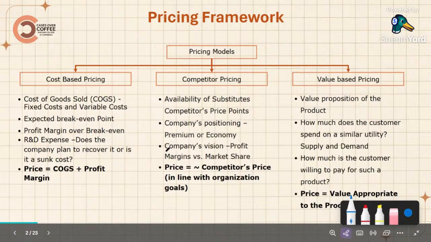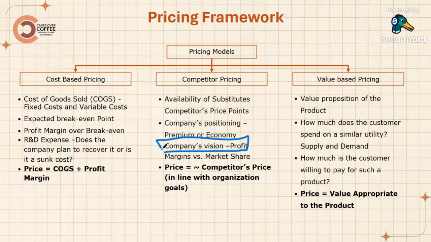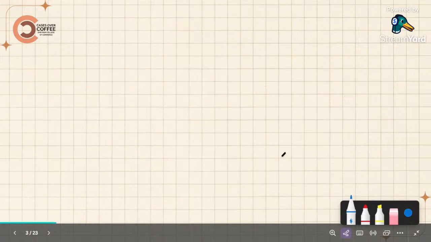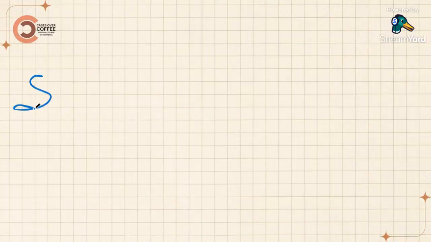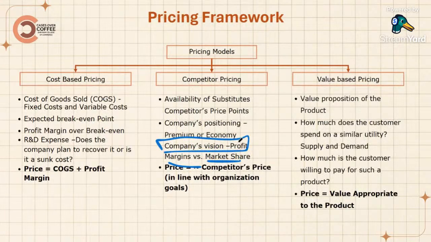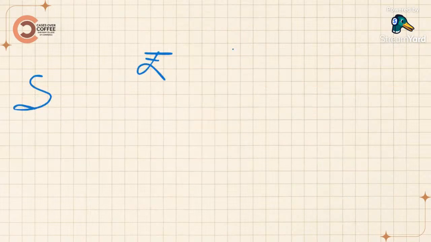Then, moving forward, we have the company's vision. What is the company's vision? Let's say whether they want profit margins or they want market share. If the company wants to increase profit margins, in this case they can increase the prices, or if they want to gain market share, they can reduce the prices. So depending upon what the company wants to do, they can position and price their product accordingly.